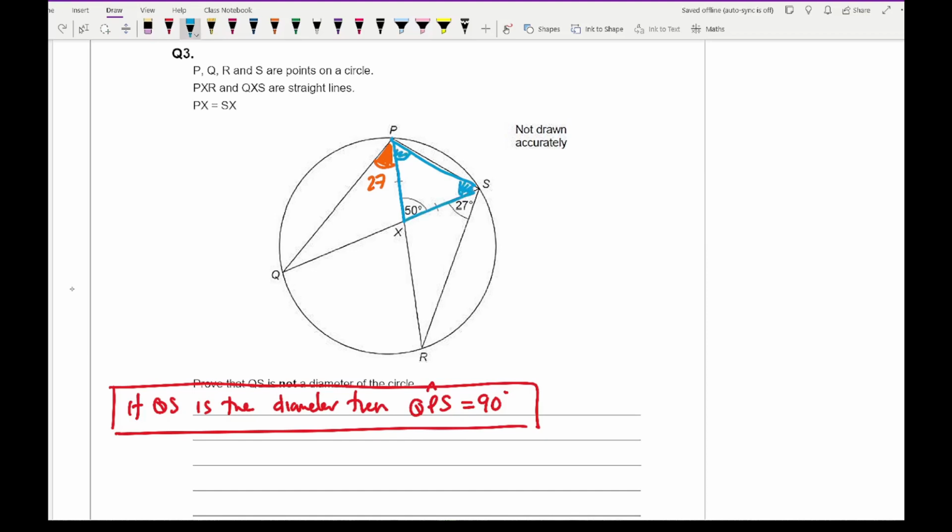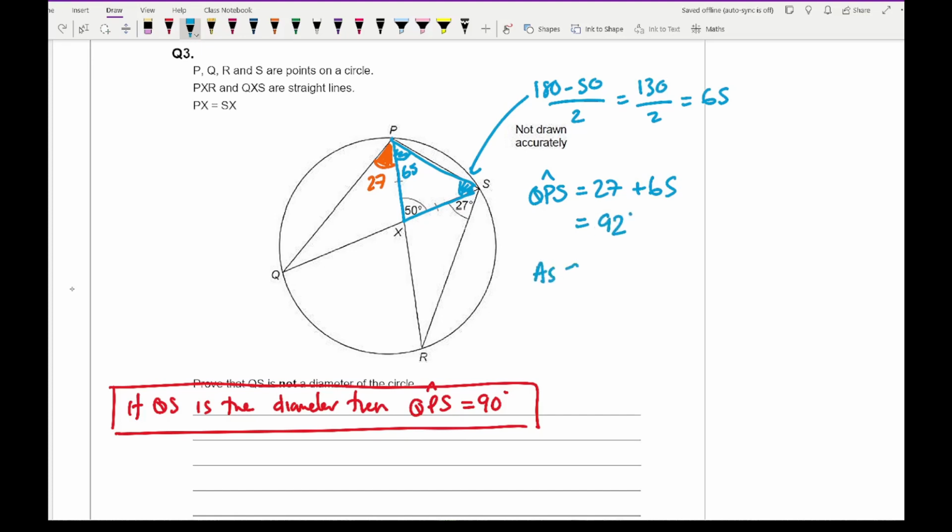And I can work that angle out by doing 180 minus 50 divided by 2. So it's going to be 130 divided by 2, which is 65. So this angle here is 65. So therefore, that angle QPS is going to be equal to 27 plus 65, and that comes up to a total of 92. So as QPS is not equal to 90 degrees, QS is not the diameter.